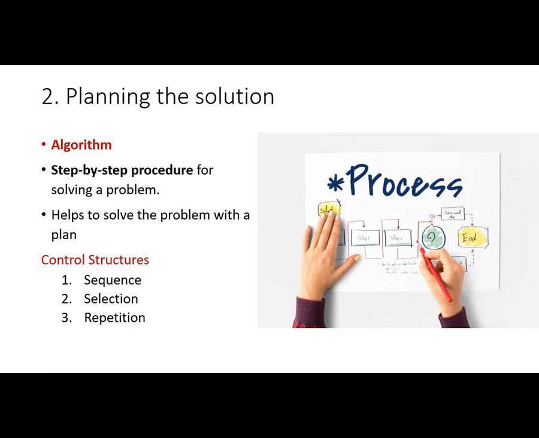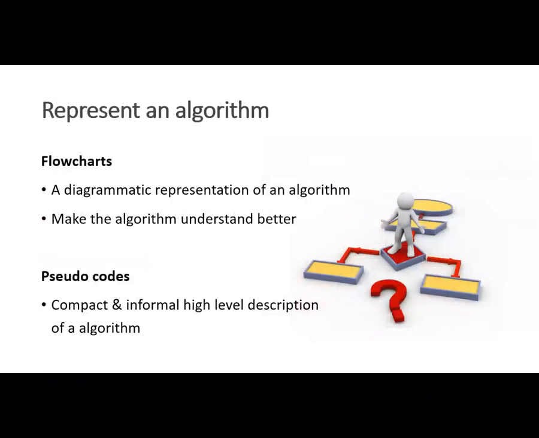Now we are going to write a simple algorithm. But before we do that, we have to get some knowledge about the control structures used in algorithms. They are sequence, selection, and repetition. These are the control structures used in algorithms. You don't need to remember them, just get some idea.